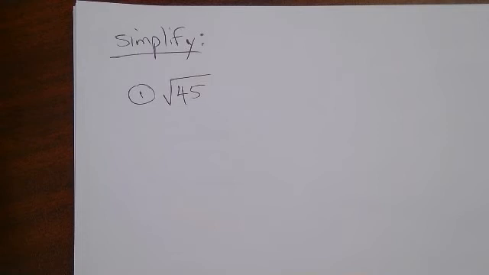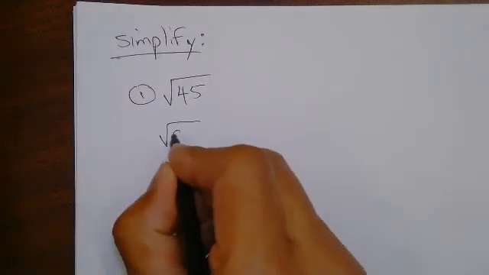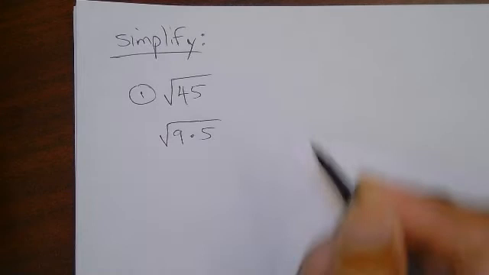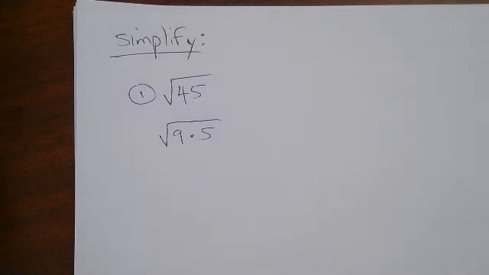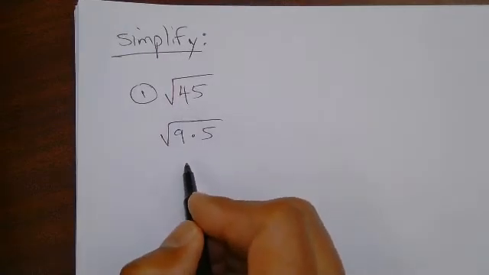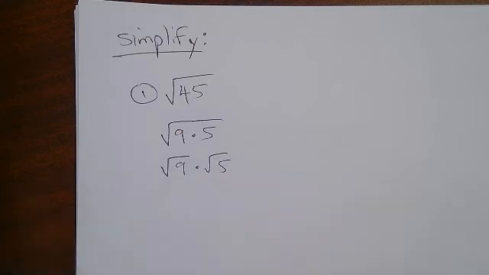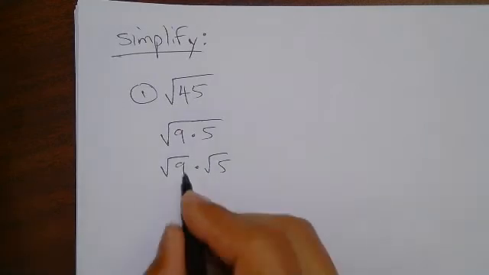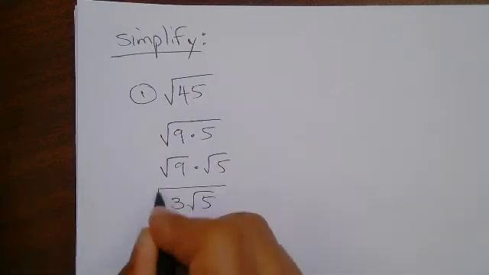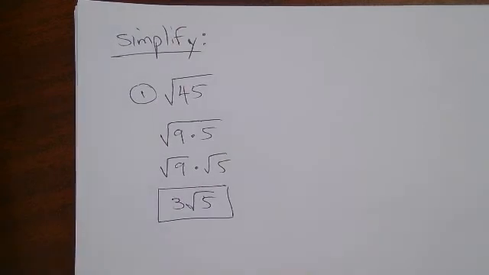You got that? We're starting easy, right? This one, I think you guys saw it right away. This one I know is going to be 9 times 5. Very good. That is 9 times 5. And once you can find that, then 45 would have to be simplified to be what? What is it going to be? 3 root 5. Okay.